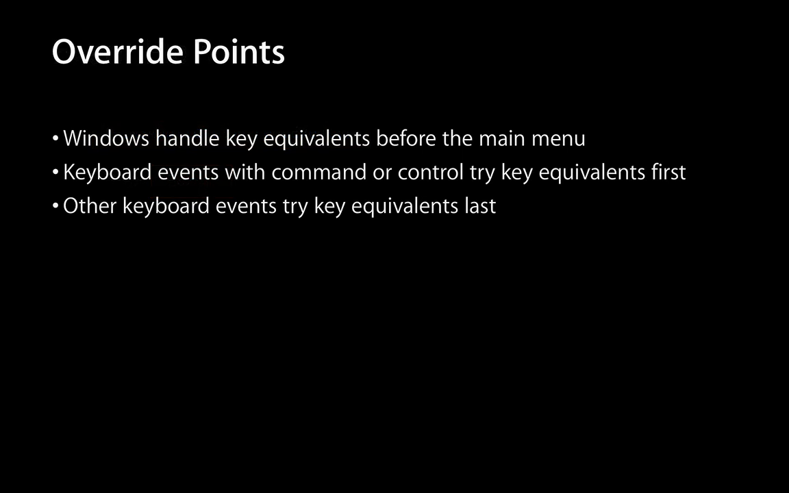So that's lots to take in, I know. But these are the things to keep in mind. Windows get first crack at key equivalents before the main menu. Now, if the event has command or control, it's treated like a key equivalent first. Perform key equivalent is called before send event. For other events, perform key equivalent is called after send event.